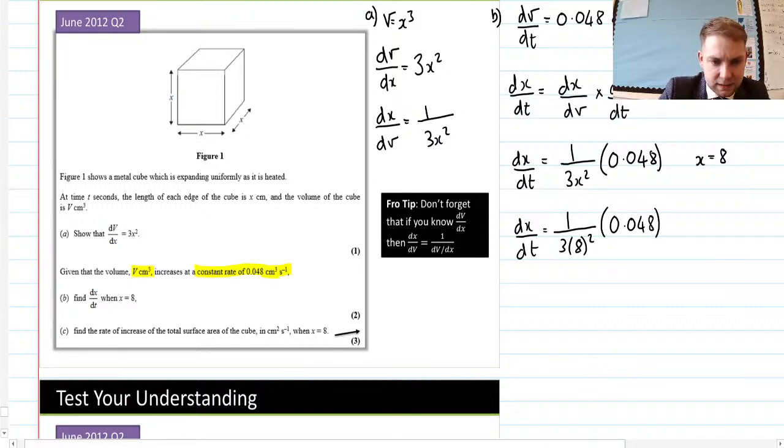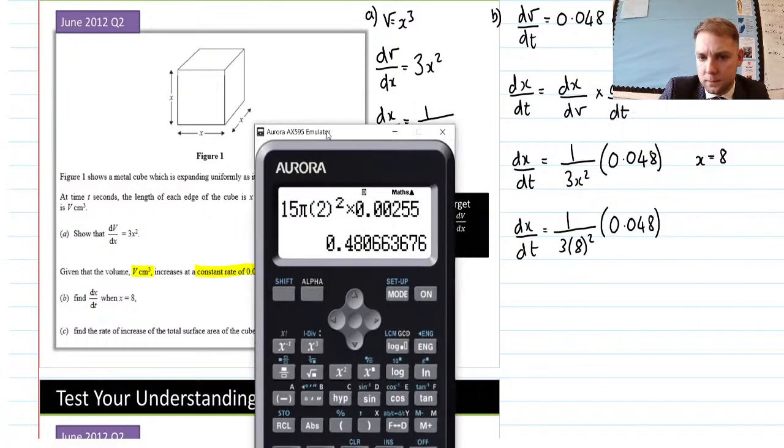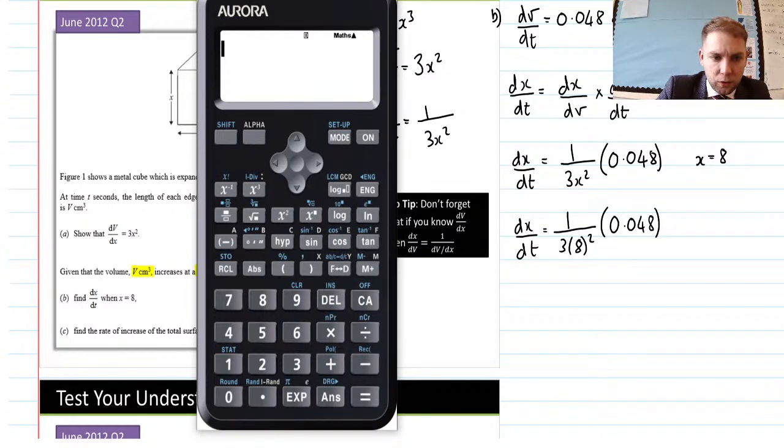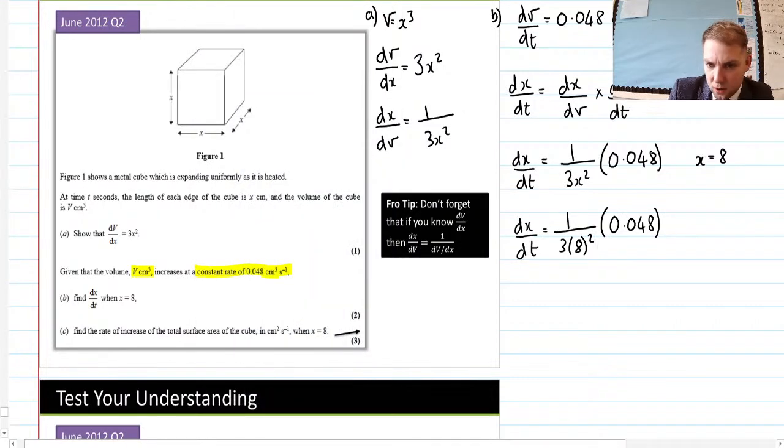So let's work out what that is. Fraction button, 1 over 3 times 8 all squared times 0.048 there, like so, is equal to 1 over 4,000. Oh, it's nice that, isn't it? Let's keep it like that. It doesn't ask it to round it. So 1 over 4,000. There we go. Units on that are going to be centimetres per second.